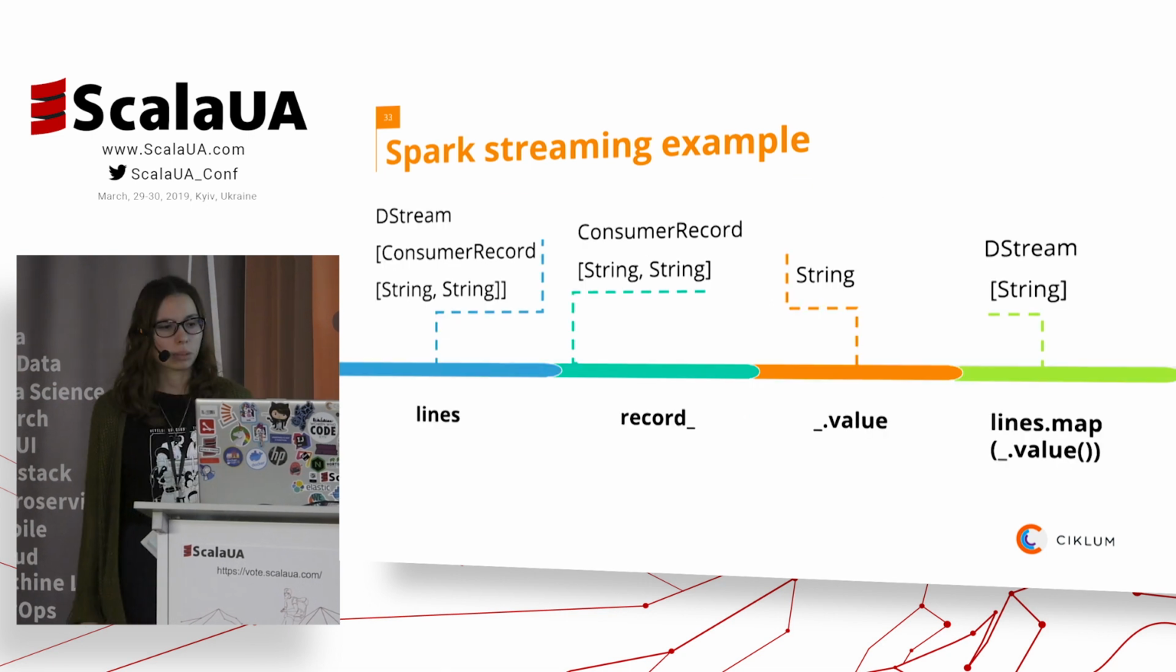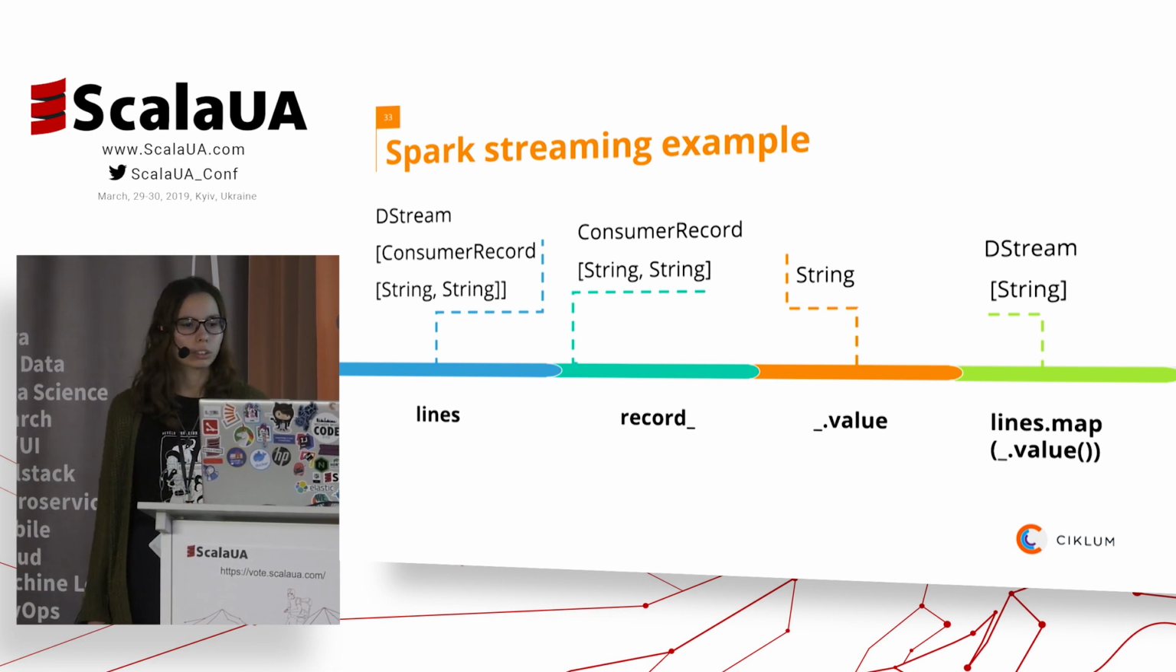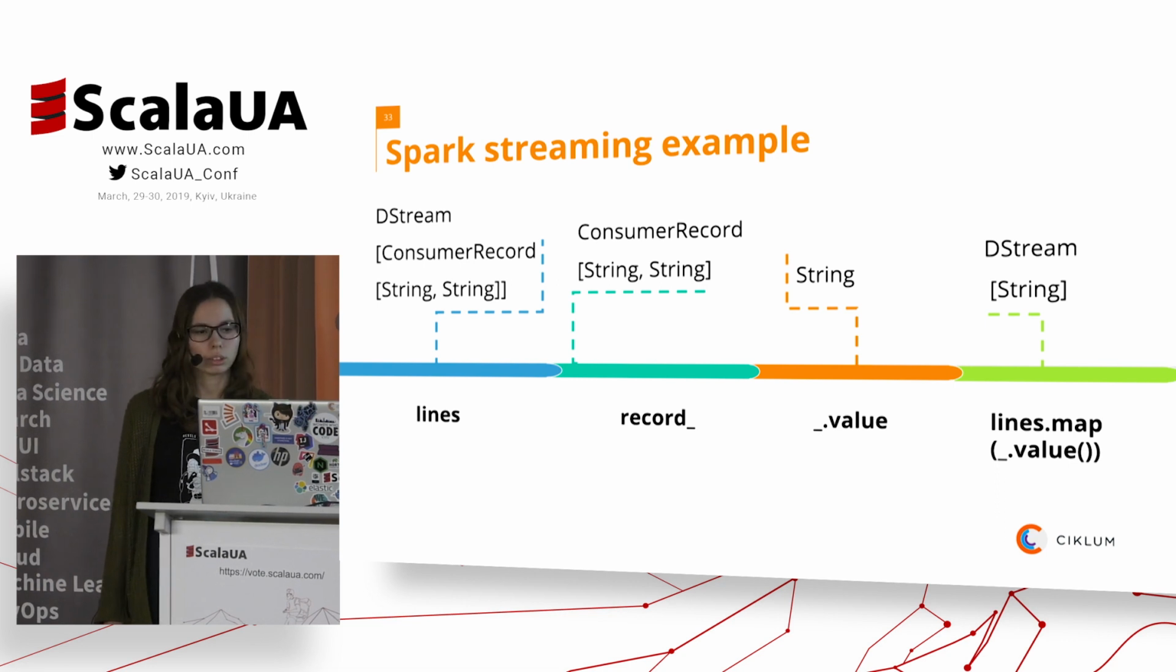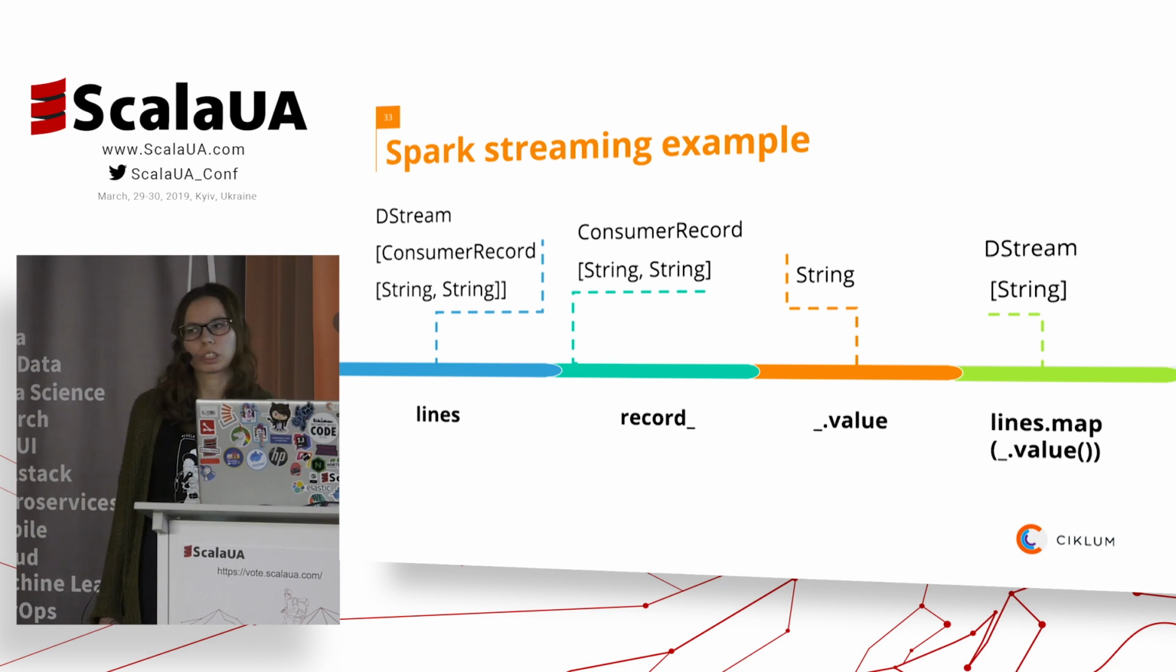So when we look at the types, we can see that we have a DStream, which consists of consumer records. As I said, when we read from Kafka, we have this key and value of type string and string. And when we use the map method, we go inside of this DStream. Then we can call the value method, which is getting the values from Kafka. And that's why, in the end, we just get the DStream of strings.